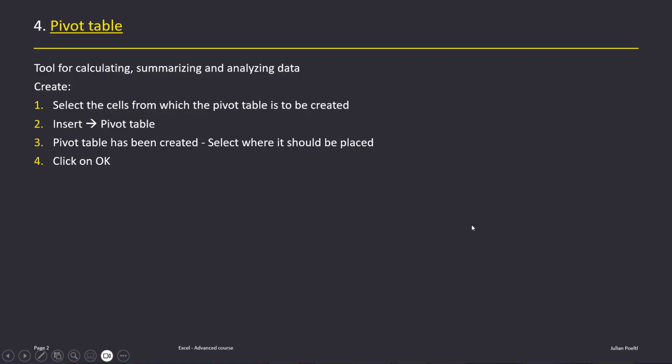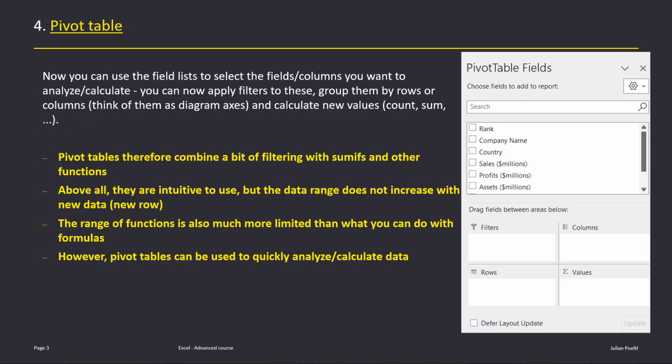So what are pivot tables? Pivot tables are a tool for calculating, summarizing, and analyzing data. You can create them in 4 simple steps. You select the cells from which the pivot table is to be created, then click on Insert and on Pivot Table, and then you can select where it should be placed, click on OK, and then you can select whatever you want to summarize. I will show this in an instant in Excel.